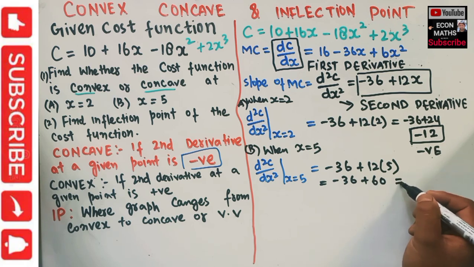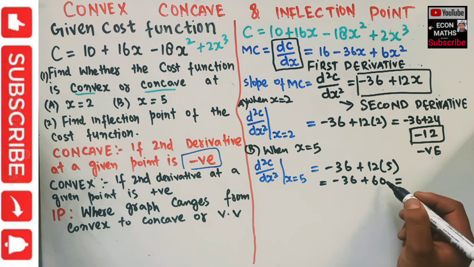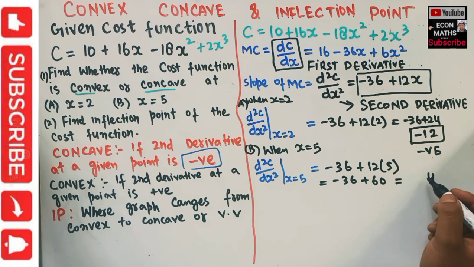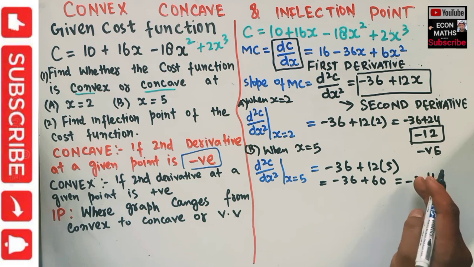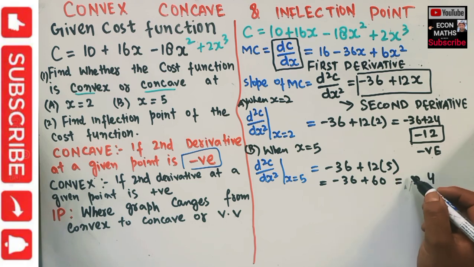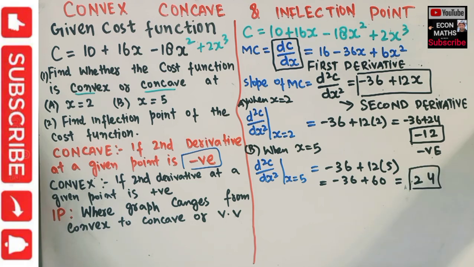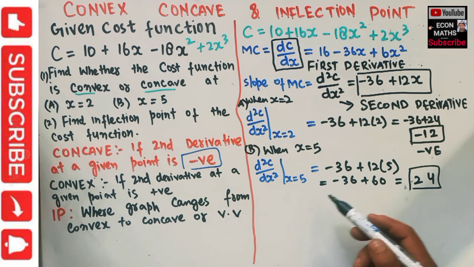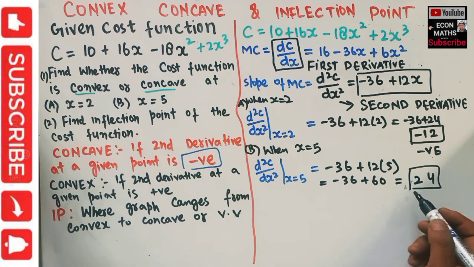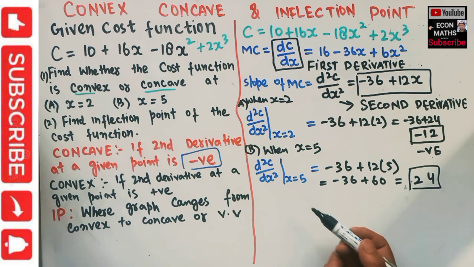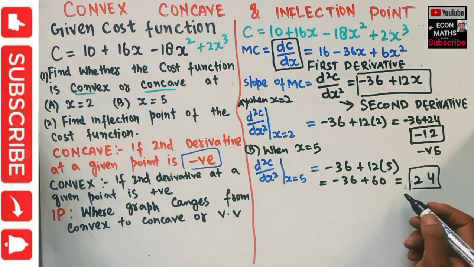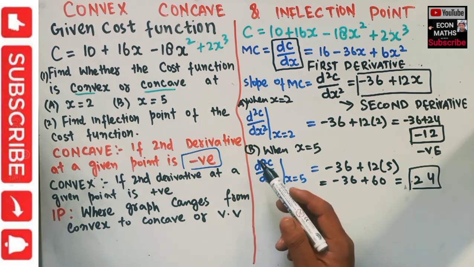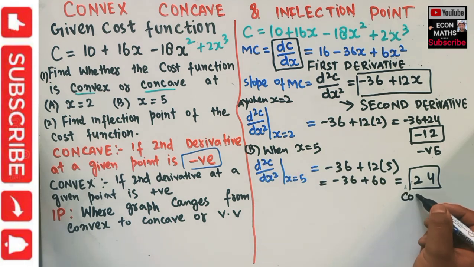So this will come out to be plus 24. Since the second derivative is positive, when x is equal to 5 the second derivative is positive, we say when x is equal to 5 the function is convex.